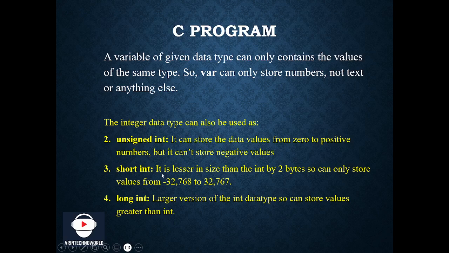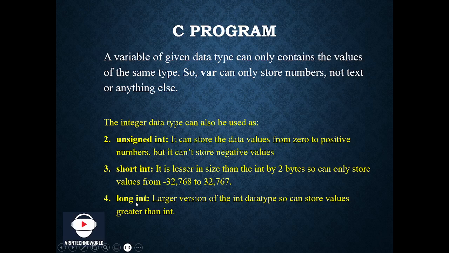Then we have short int. If you don't want to take the complete int because the range of int is in billions, that is why you take short int. In that case, the range is from minus 32,768 to positive 32,767. Just like that, if you need a larger version of the integer data type, then you can use long int.